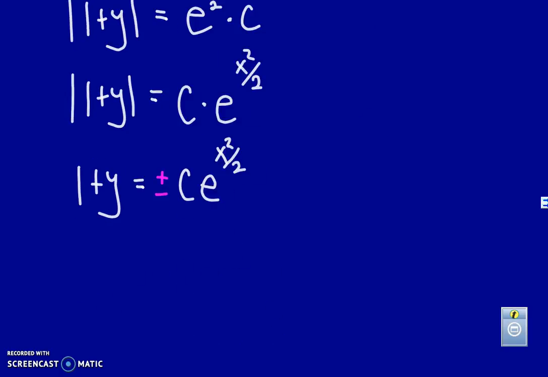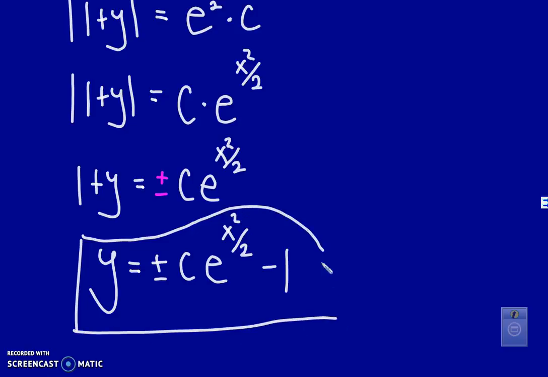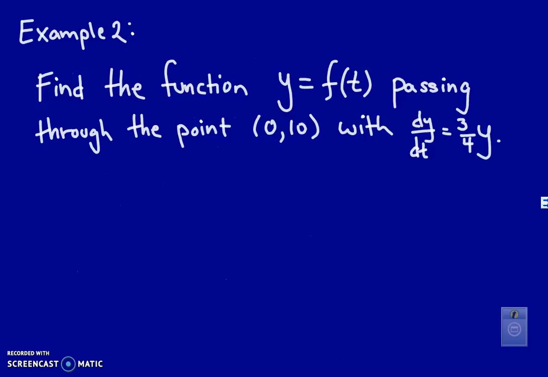And then finally, the final answer is y equals plus or minus c e to the x squared over 2 minus 1. That's it. That's your answer. All right, let's try another example.